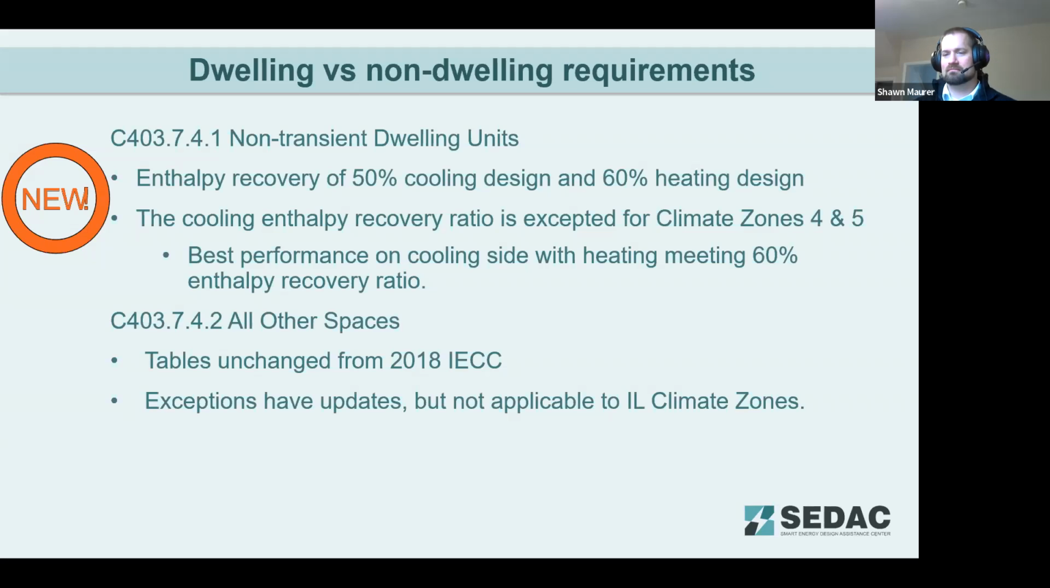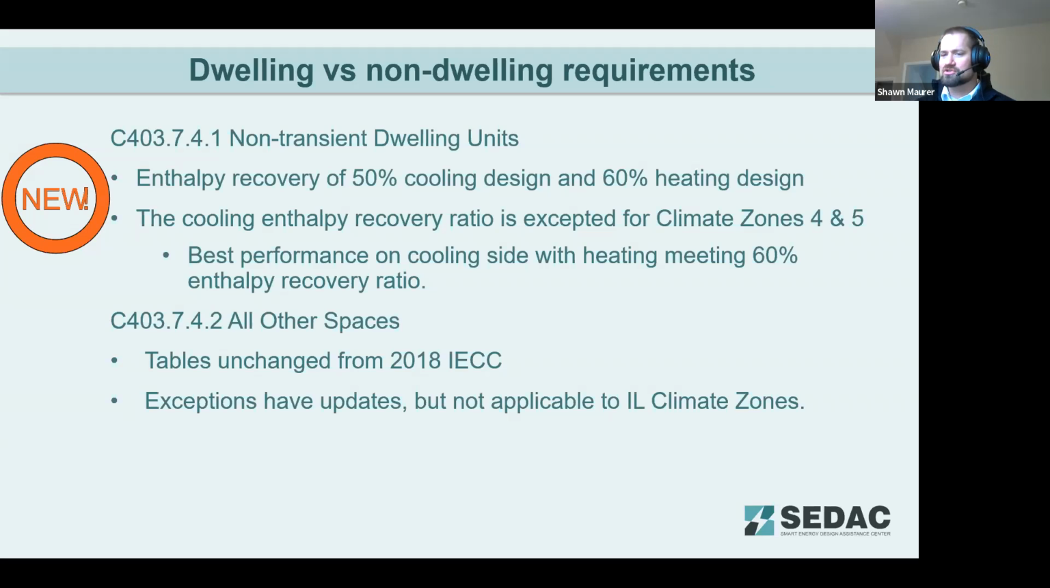With our climate and the enthalpy recovery for cooling for a dwelling unit where people are in there pretty consistently and they're creating humidity in the space from cooking, showers, things like that, that enthalpy recovery ratio isn't always attainable without significant expense, a higher efficiency system. So they're giving a little bit of leeway here with that exception for climate zones 4 and 5 for those non-transient dwelling units.